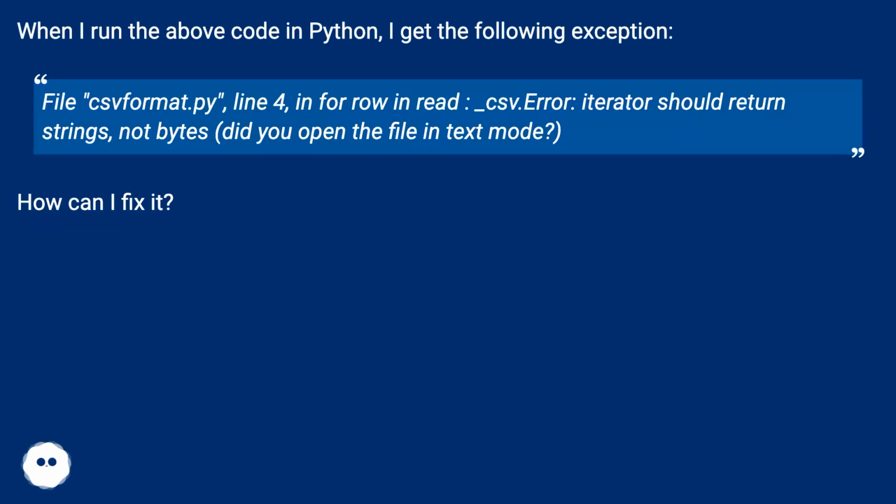File csv format.py, line 4, in read, _csv.Error: iterator should return strings, not bytes. Did you open the file in text mode? How can I fix it?